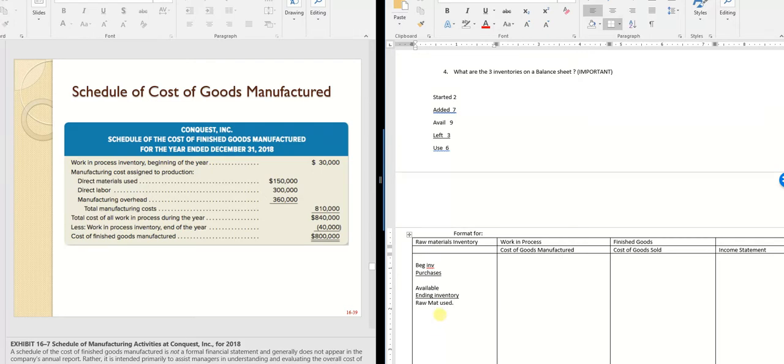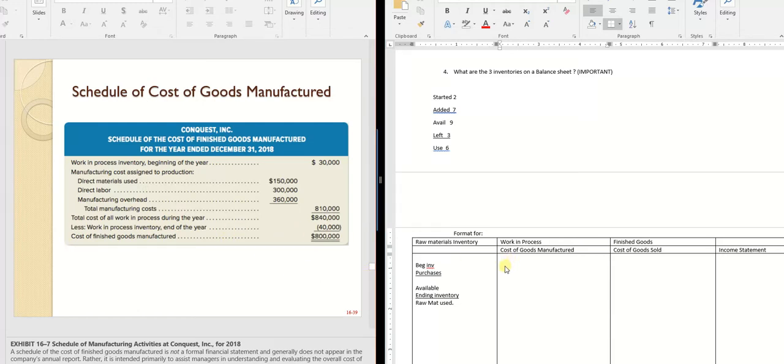Format for your materials inventory. I'm going to do that format 3 times, but the terminology is going to differ between these statements. So 1, 2, 3. So the work in process one, and since I'm not going to type here, I'm just going to use theirs over here. Isn't that convenient?